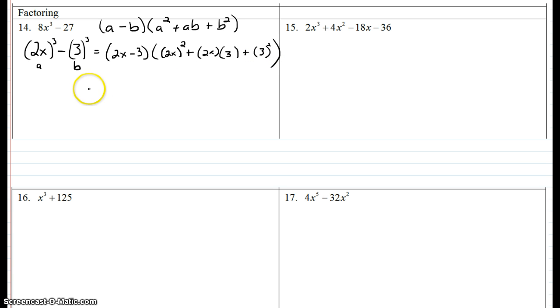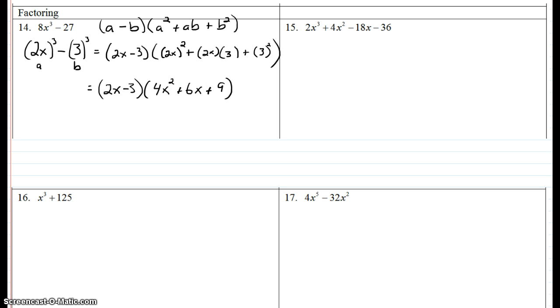And now I just simplify. So this gives me 2x minus 3. 2x squared is 4x squared. 2x times 3 gives me a positive 6x. And 3 squared gives me a positive 9.